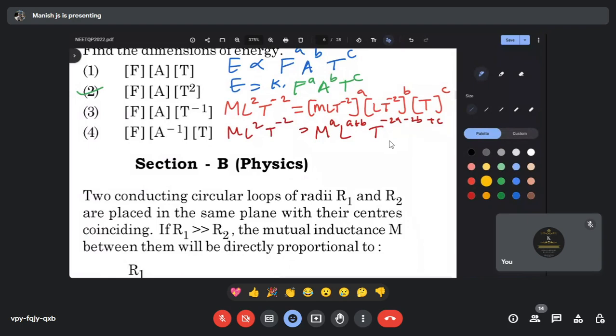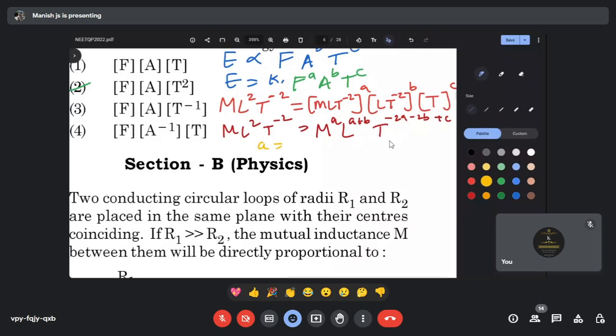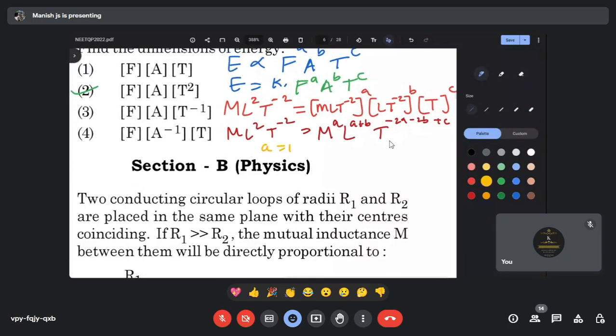Now equate them and find out what A is, what B is. So I think you will get A is equal to 1. That's quite straightforward. What is the B value? A plus B is 2, so B is also equal to 1. Correct? And what about C?